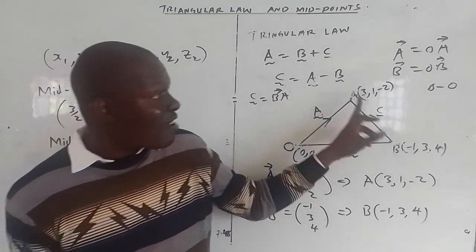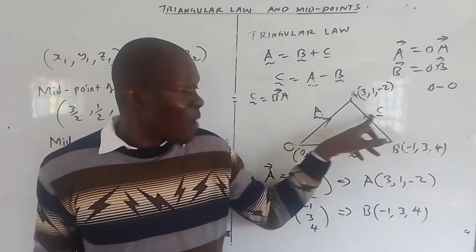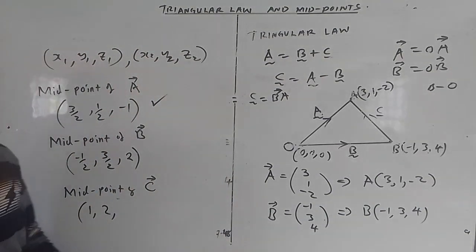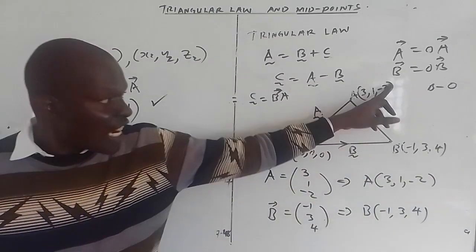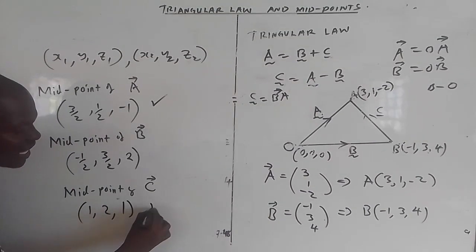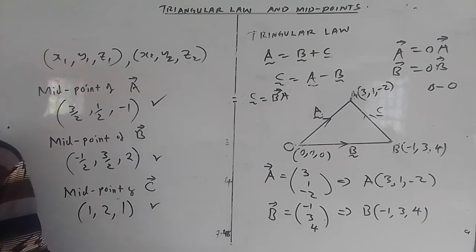Then what is the middle y value here for C? 1 and 3. 1 plus 3 is 4, meaning the middle y value is 2. 4 divided by 2. Very good. Then what is the middle z value for vector C? Negative 2 plus 4 divided by 2, you get 1. Then in the end, you found the midpoints of the 3 vectors. Is this concept well understood?